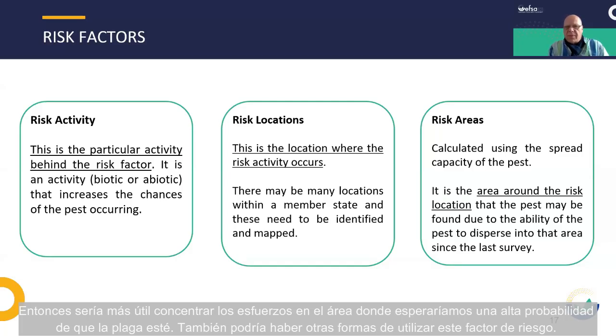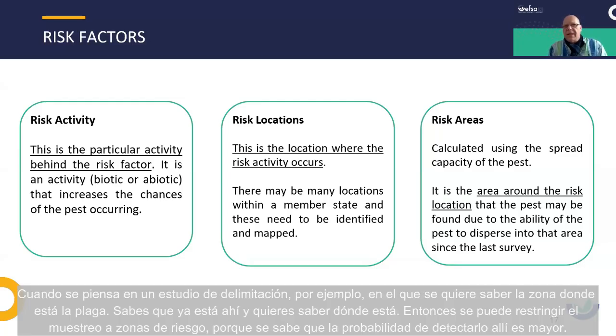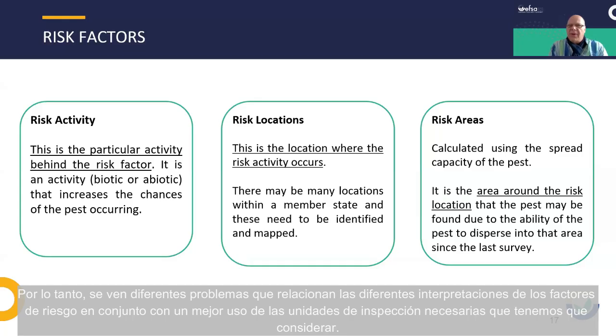There could also be other ways to use this risk factor. When you think about a delimiting survey, for instance, where you want to know the area where the pest is, you know it is already there, and you want to find where it is, then you can restrict sampling to risk areas because you know the probability to detect there is higher. So you see different problems relating different risk factor interpretations all together to a better use of the necessary inspection units that we have to consider.